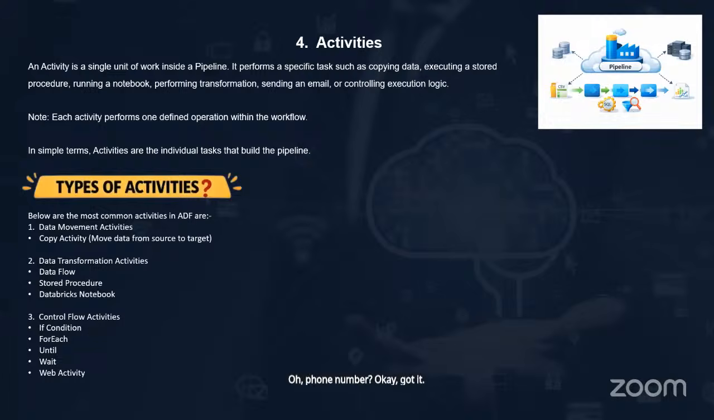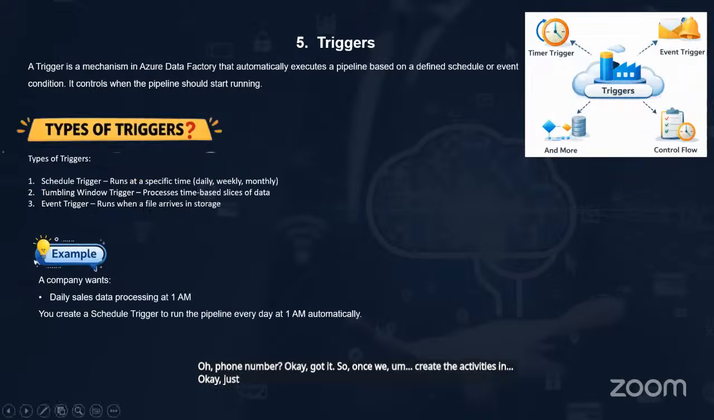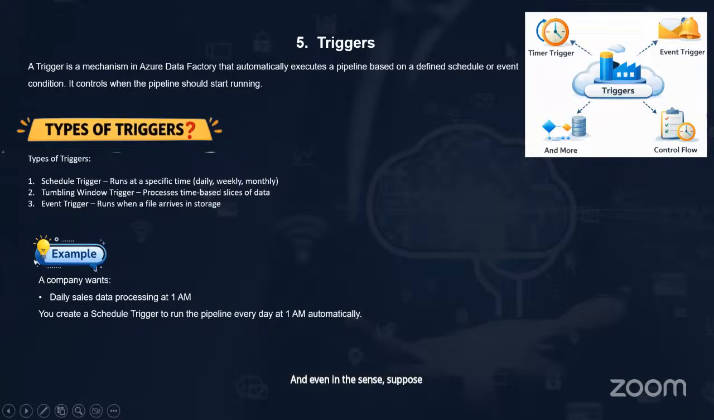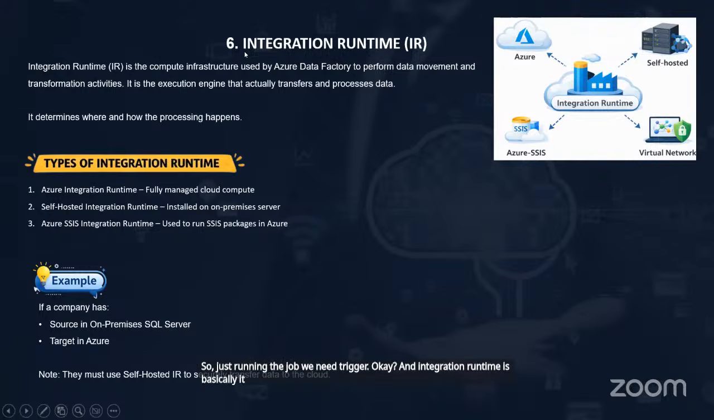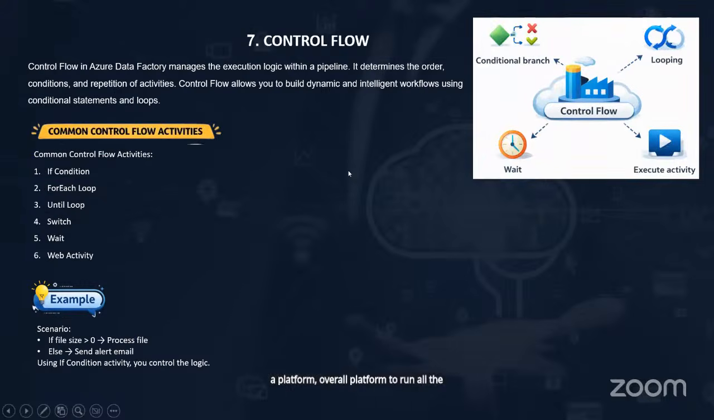So once we create the activities, just to trigger the whole code, and even in the sense, suppose the file came and now you have to run the job. So to run the job, we need a trigger. Okay. And integration runtime is basically an overall platform that lets you run all the services.